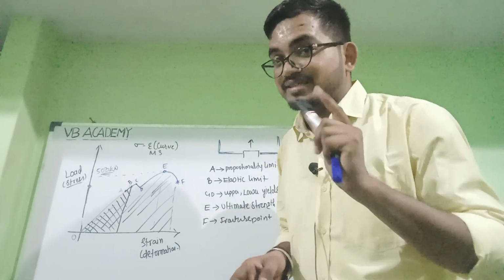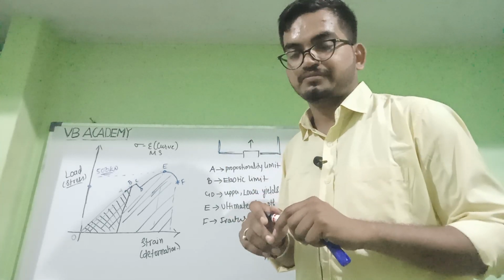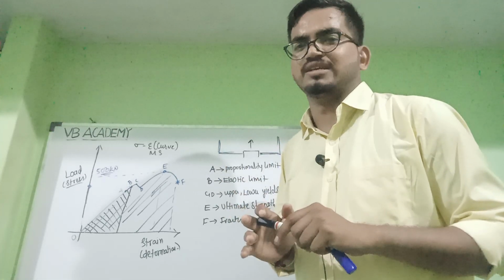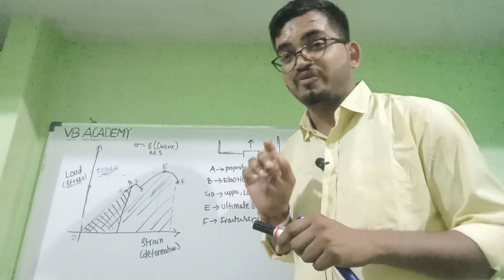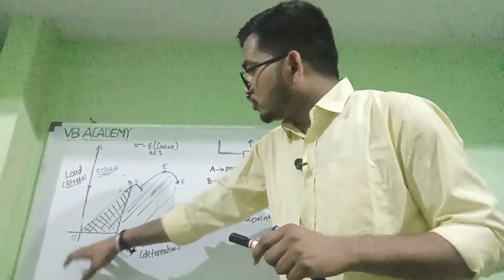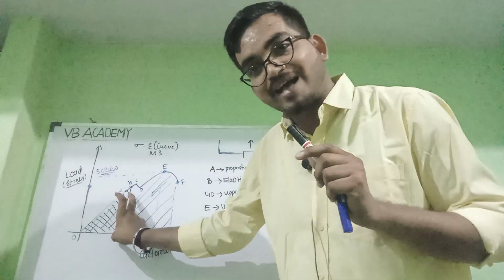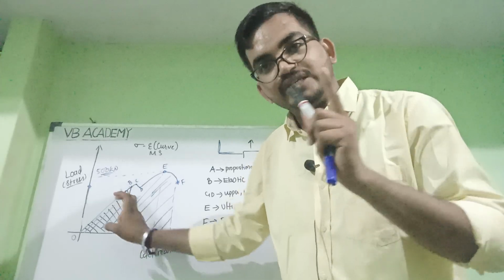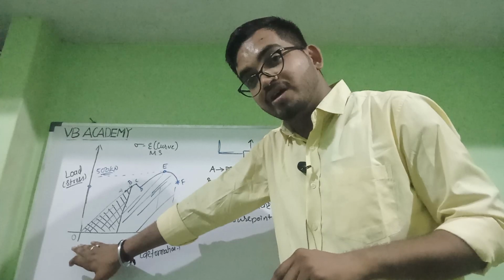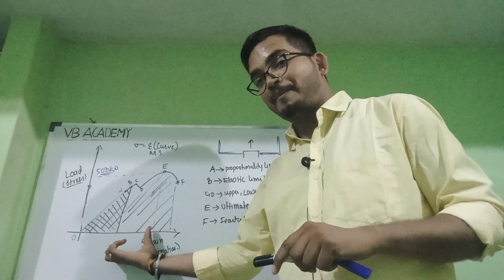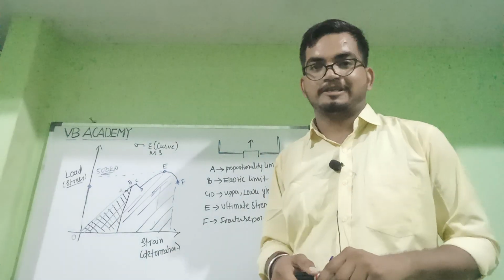Resilience is the property the spring will have. A spring should contain resilience, means it has to deform elastically. Clear? So O to B means the resilience. The energy stored within the elastic limit is known as resilience. And the energy stored within both the elastic limit and the plastic limit is known as toughness.